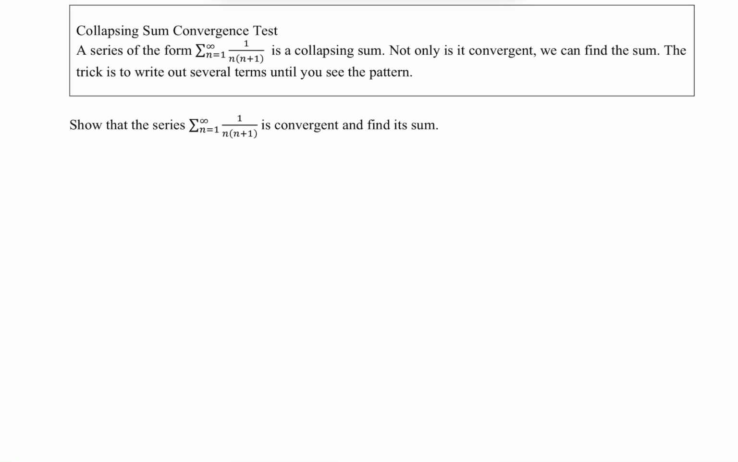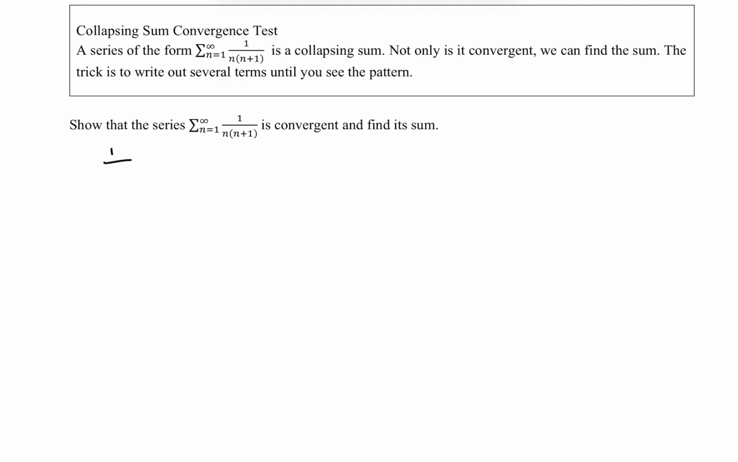Hello AP Calculus students. This is the collapsing sum convergence test. So if you have a fraction similar to this one, we're going to use the concept of partial fractions to sort of decompose the series, and then that will be a way for us to collapse, or sometimes it's called a telescoping sum, and collapse down the terms to get the sum of the series if it's convergent.